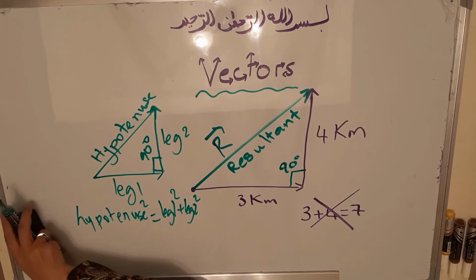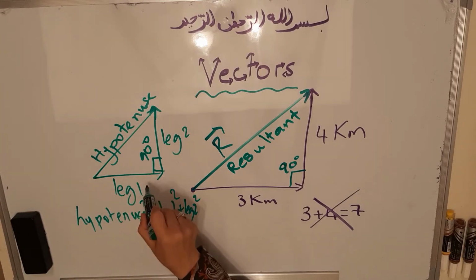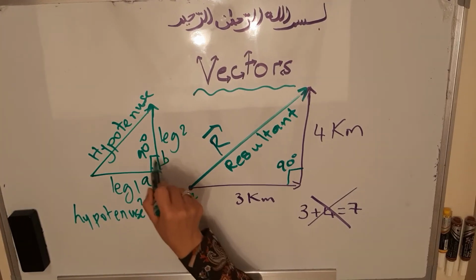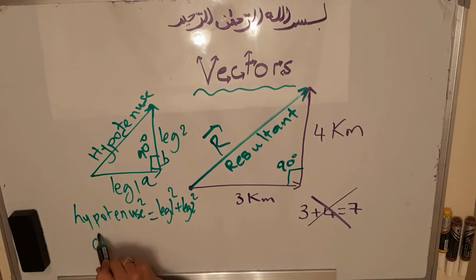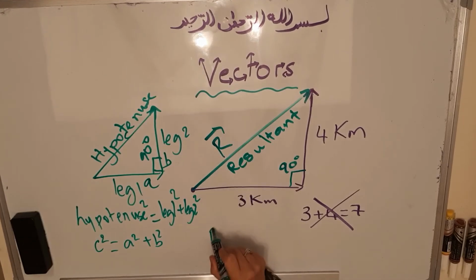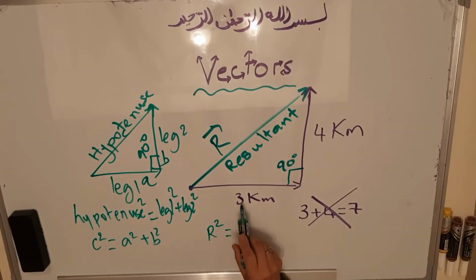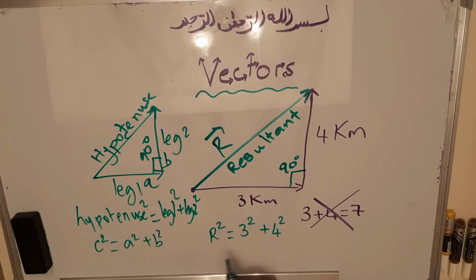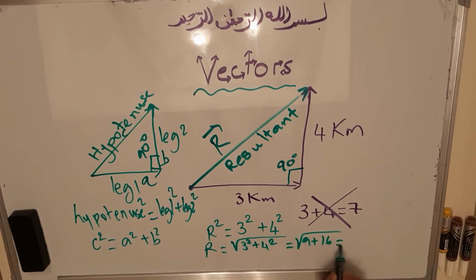If you don't like legs and hypotenuse, we usually call these A, B, and then C. So we just say C squared equals A squared plus B squared. So here, R squared is going to be 3 squared plus 4 squared. So R is going to be the square root of 3 squared plus 4 squared. That's the square root of 9 plus 16, square root of 25, 5.